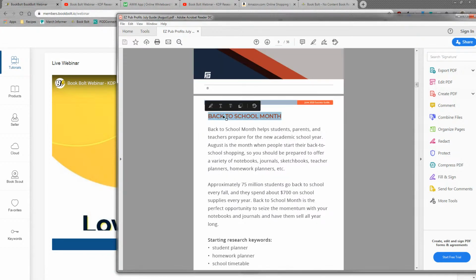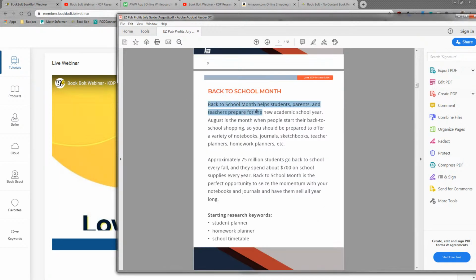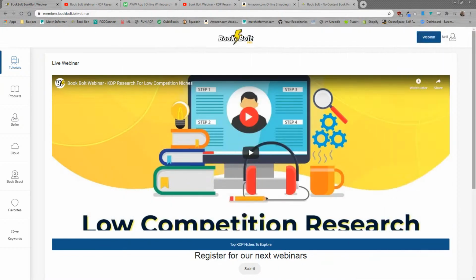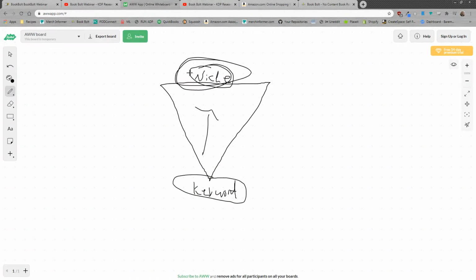Okay. So again, let's take back to school month, and you can read through this. Back to school right now is a little bit different with the whole COVID situation going on, but I know this niche sells really well. I have some books in the school niche. All right, so here they give you some starting research keywords: student planner, homework planner, school timetable.